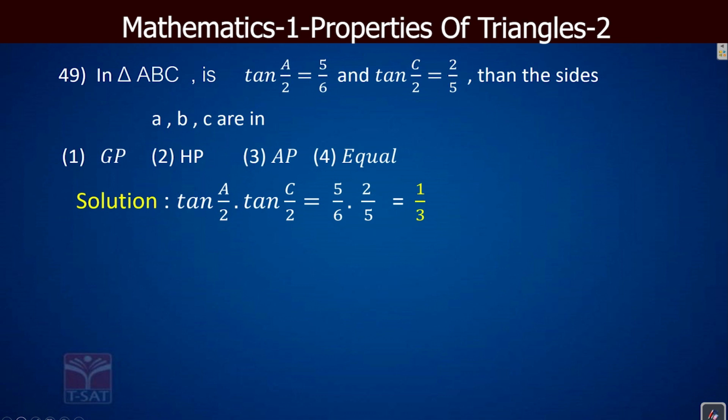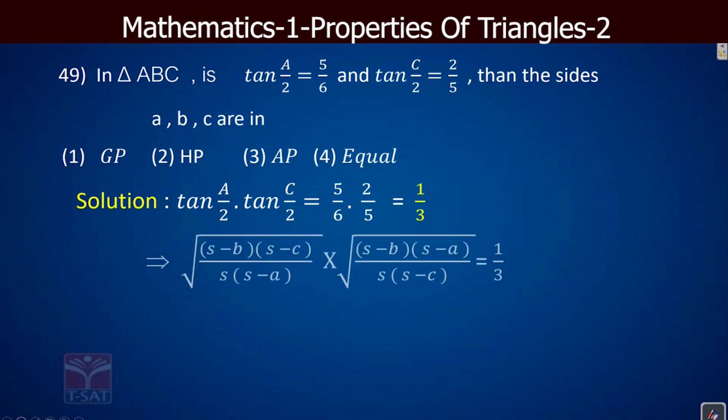But now, tan(A/2) in terms of s and s minus a, etc. You know that tan(A/2) is sin(A/2) by cos(A/2). And sin(A/2) is the square root of (s−b)(s−c)/bc. Cos(A/2) is the square root of s(s−a)/bc. So when you divide one by the other, you will get tan(A/2) as the square root of (s−b)(s−c) by s(s−a).